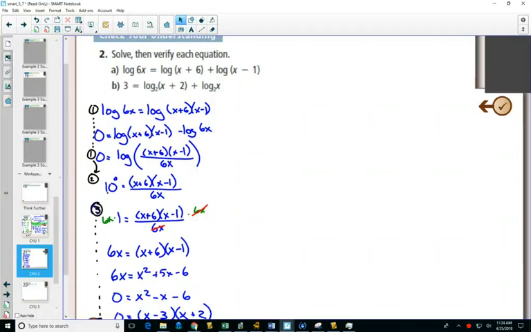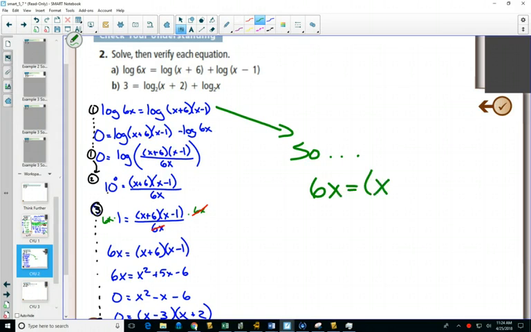Now there's a shortcut in this one. And the shortcut can happen right here. I'll do it in green. Because this is equal to this, I can say 6x is equal to x plus 6 times x minus 1. What did I do?